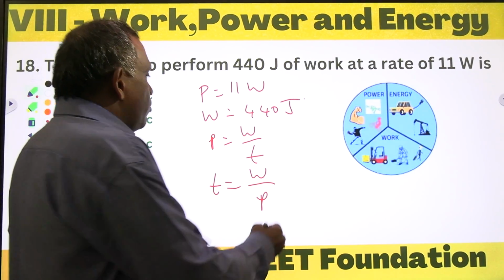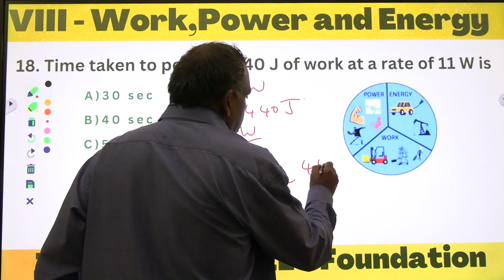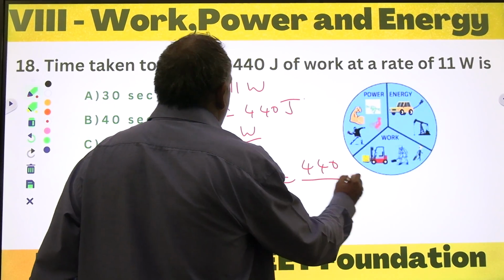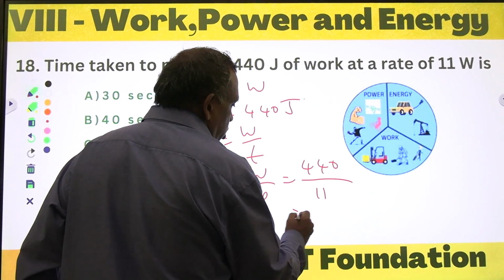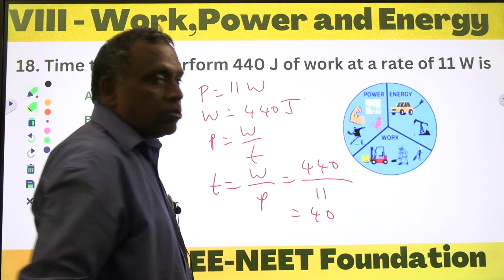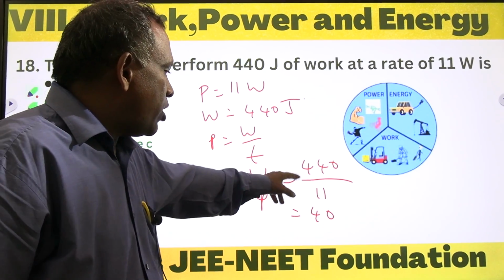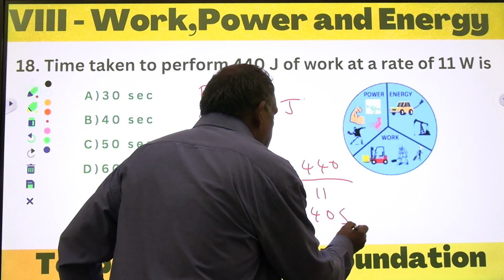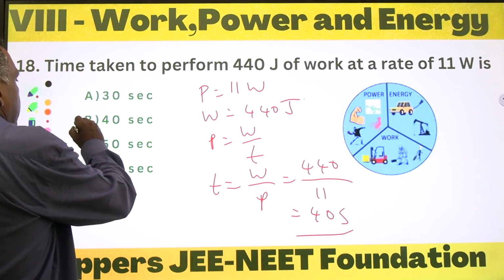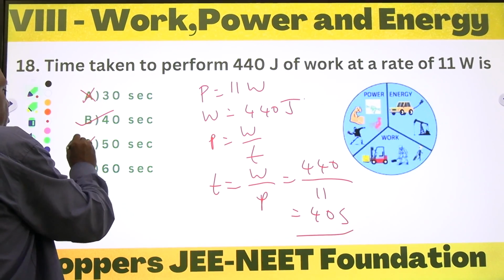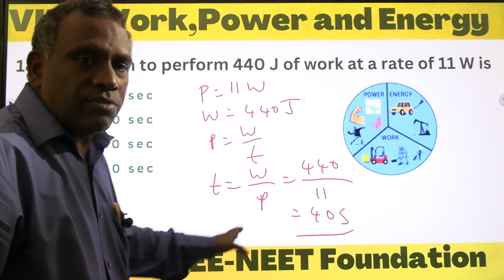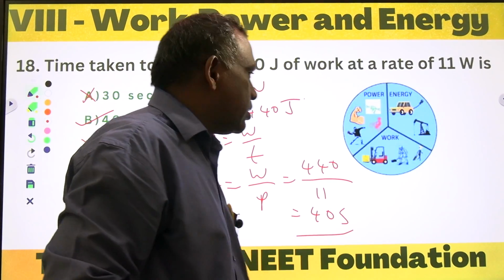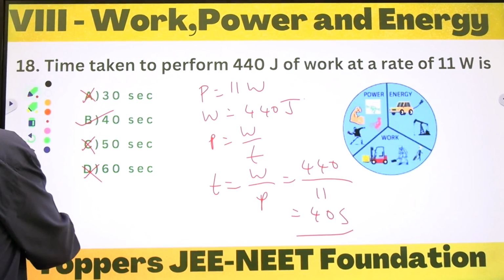So work is 440 joules, power is equal to 11 watts. So 440 upon 11 is 40 seconds. The 40 seconds is the correct answer. The remaining 30, 50 and 60 seconds are wrong answers. 40 seconds is the correct answer. You can confirm like that.